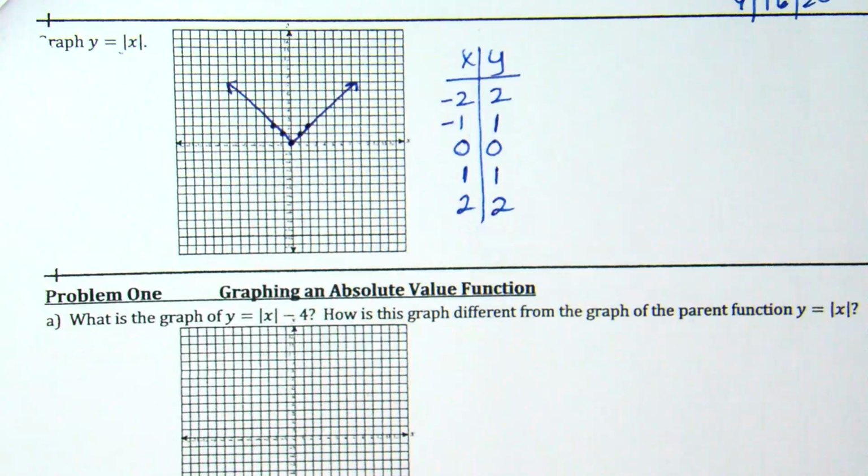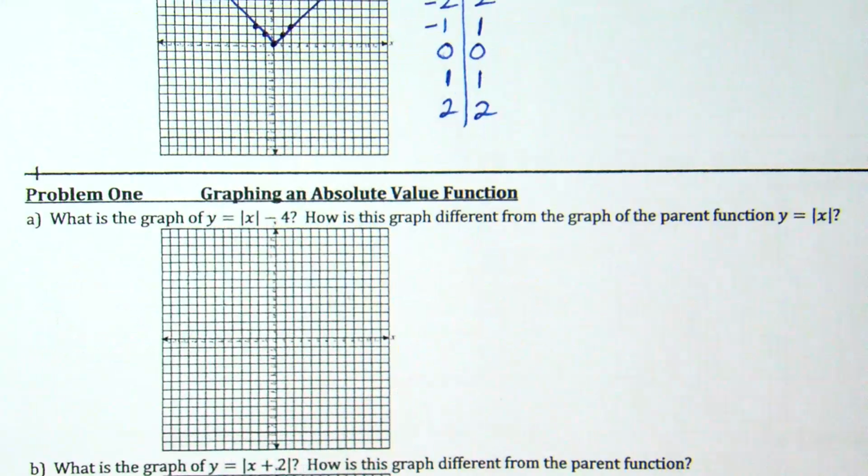So problem 1a here. What is the graph of y equals absolute value of x minus 4? How is this graph different from the graph of the parent function, y equals absolute value of x? We have options here. You can start setting up an XY chart if you want. Honestly, I don't feel the need to set up an XY chart on this problem. What's the relationship between the graphs?